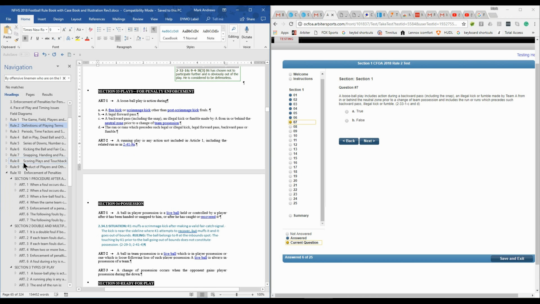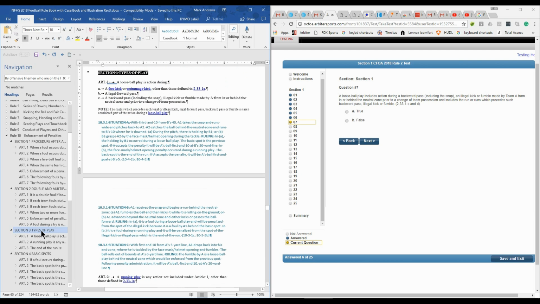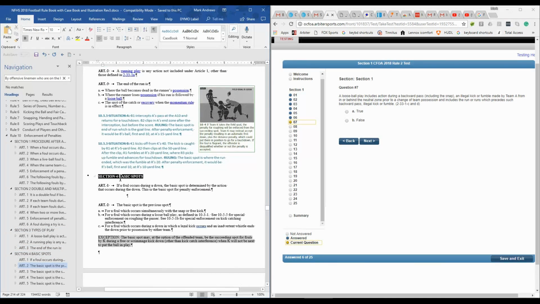So if we go over here to Section 10, Enforcement of Penalties, and go to Types of Plays, there are two types of plays. There are loose ball plays and there are running plays. You can see Article 2 down here, a running play and a loose ball play. And there's the same definition we just saw. And why is this important? Because of enforcement. The basic spot is the enforcement spot.